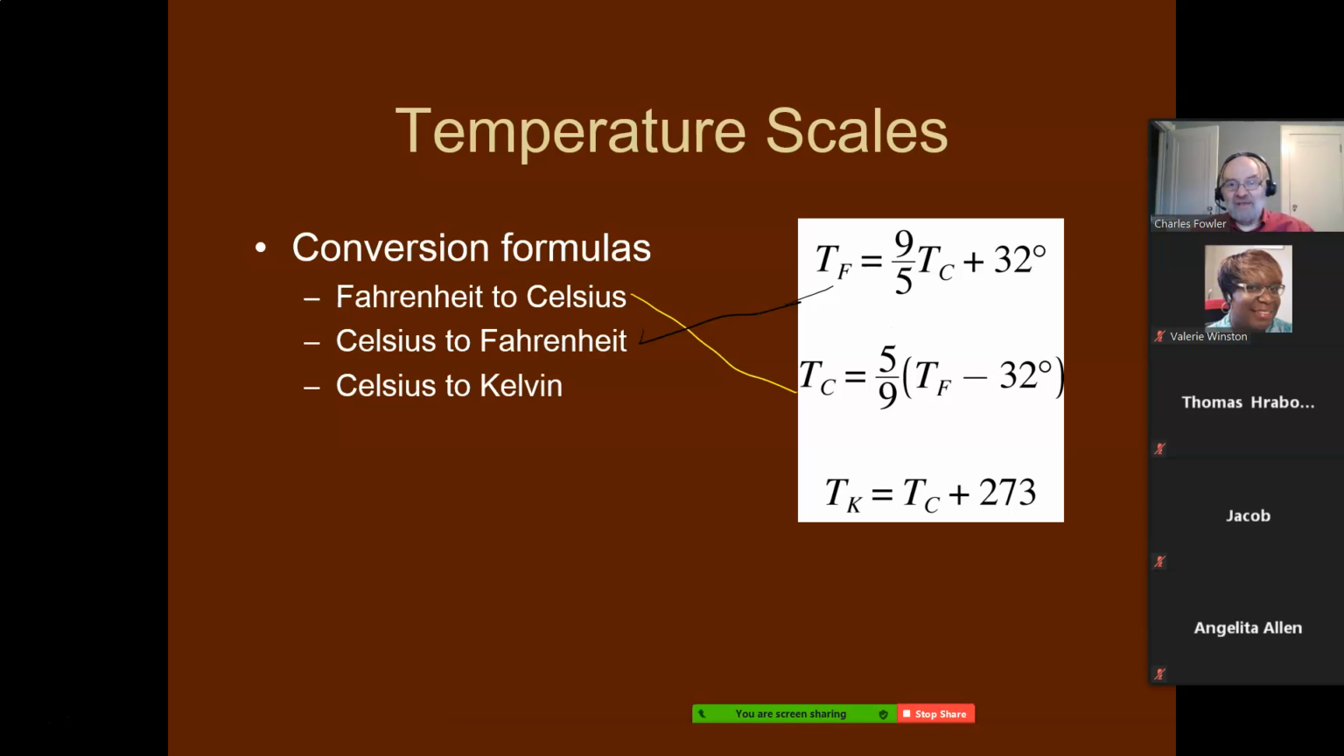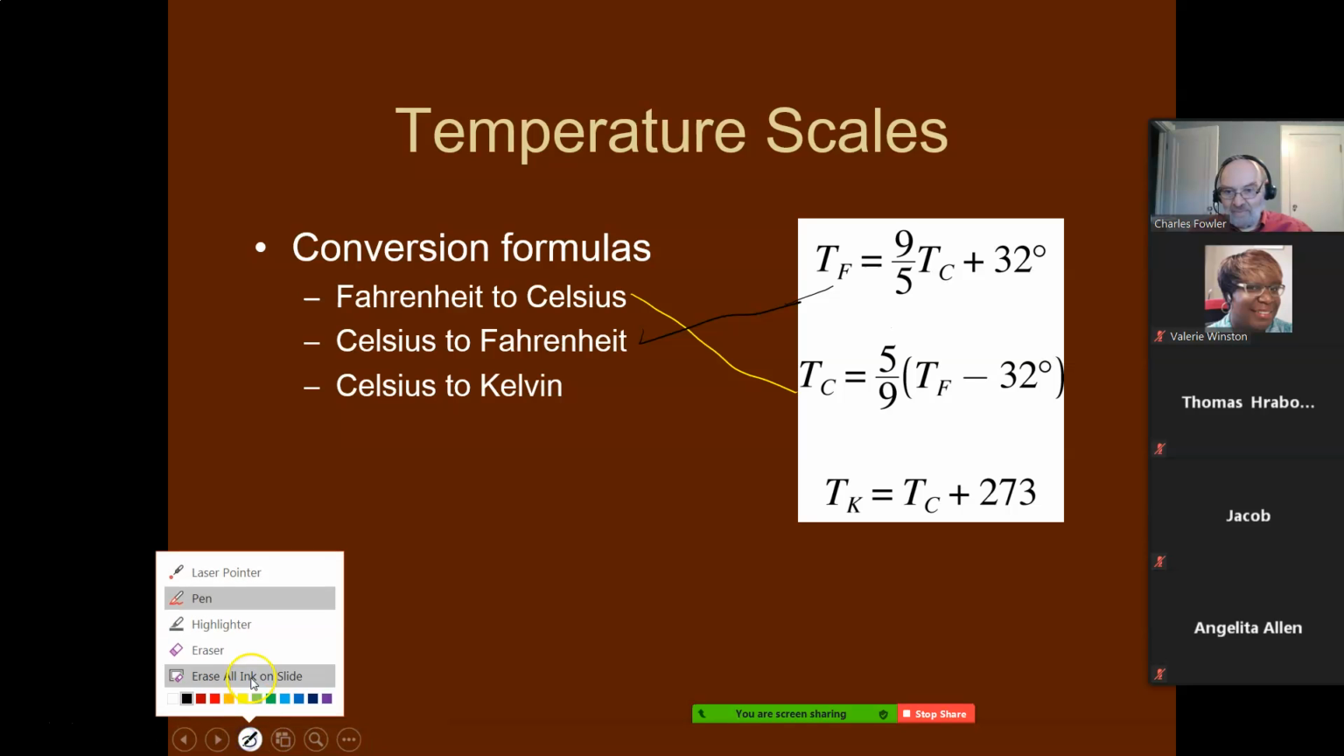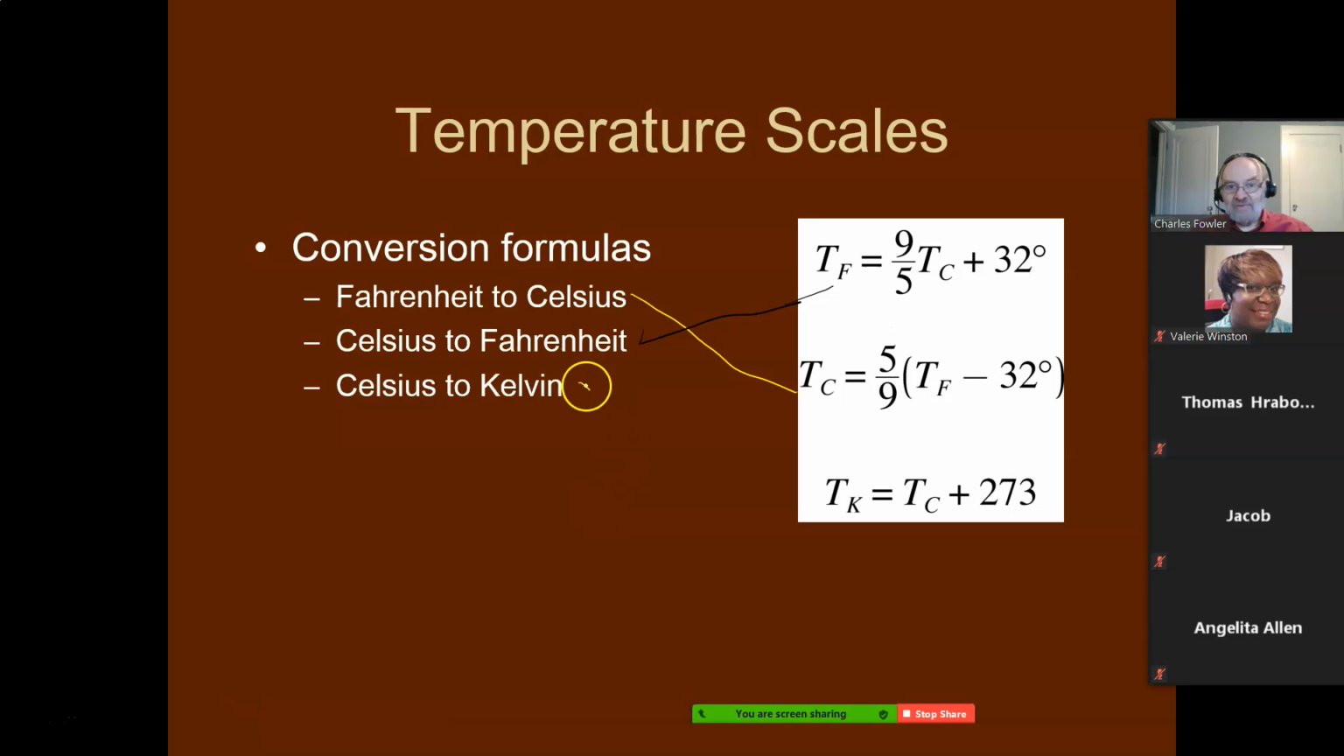And then the Celsius to Kelvin, that's correct here. Let me go back and do yellow again. Okay, if I can get the yellow to show up here. There we go. This is that one. If you know your Celsius and you're trying to get to Kelvin, add 273 to it. This would always have a degree symbol by it. This one does not. The Kelvin does not. Any questions on your conversion factors? We'll be doing, in fact, I think the next example is doing that.